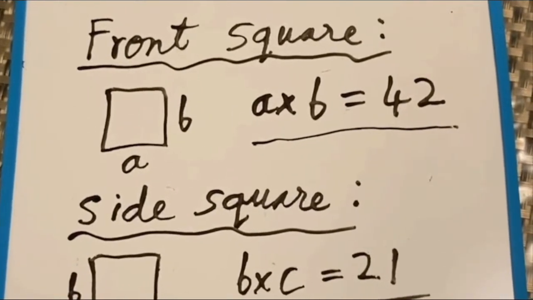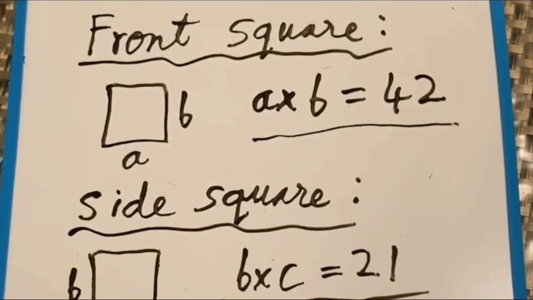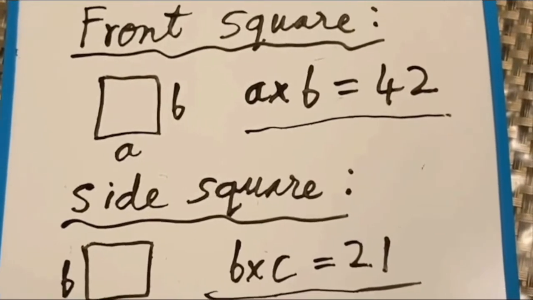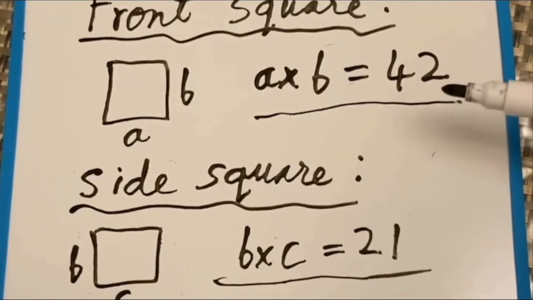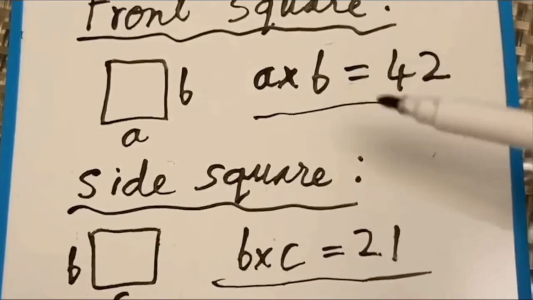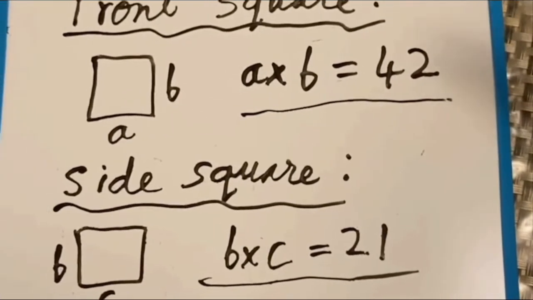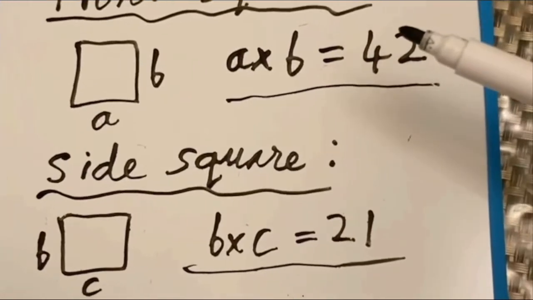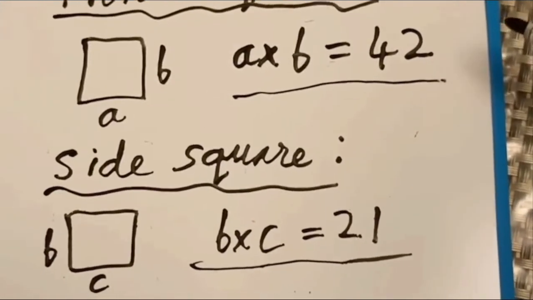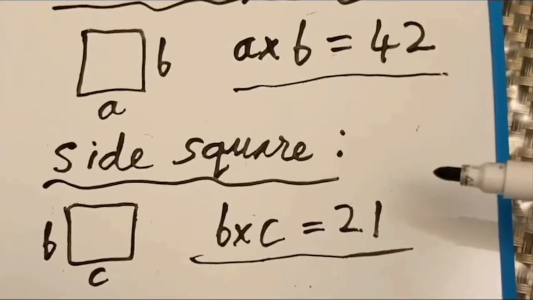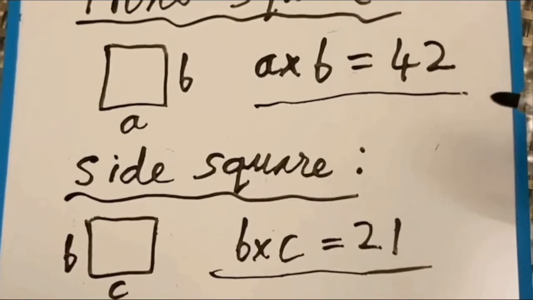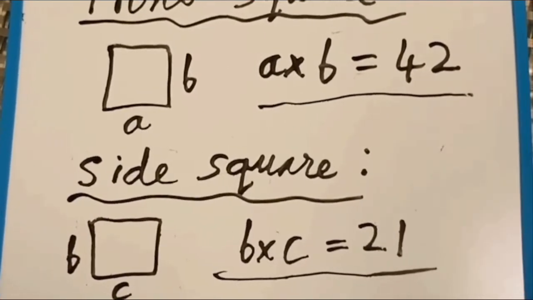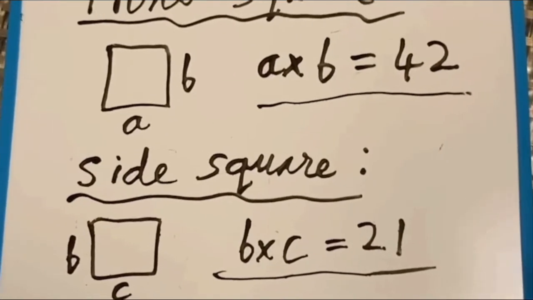If you look at the front square, it has two sides A, B, and let's say the area of the front square is 42 centimeters squared. So you can write down the equation A times B equals 42. And B times C equals 21. This is the side square. And on the top square, you can write down C times A equals 18.